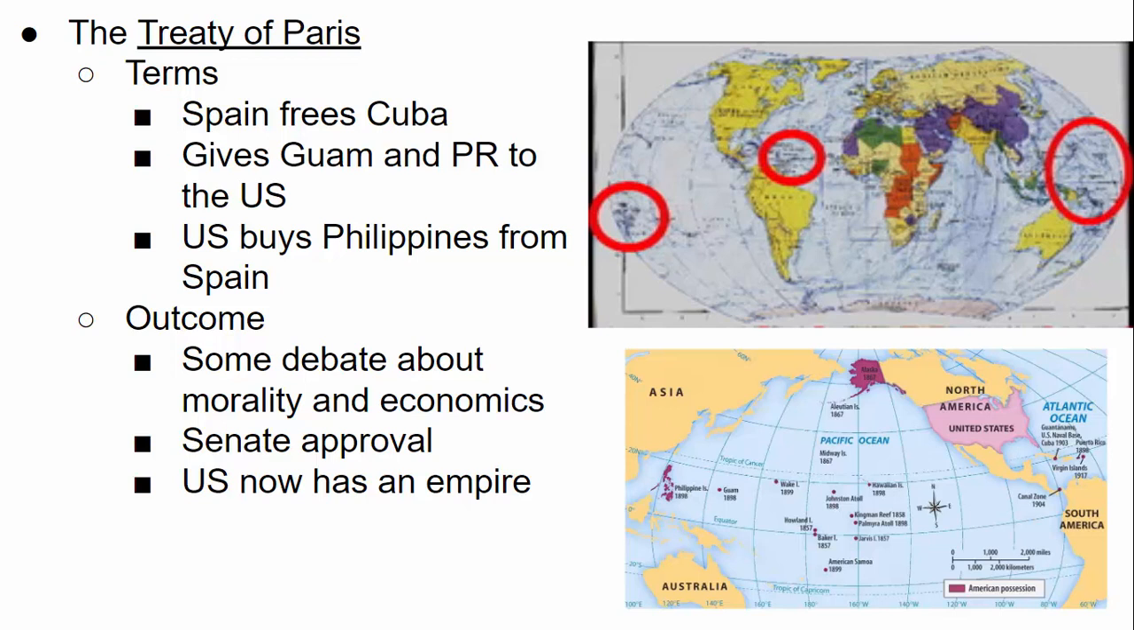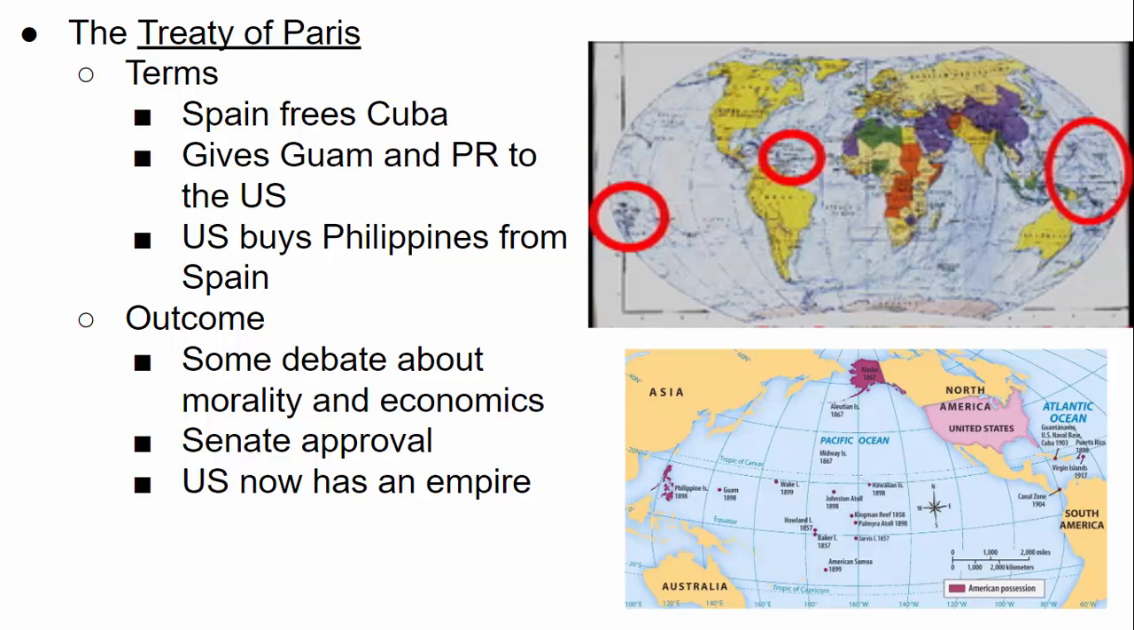The outcome of this treaty back in the United States is that there's some debate about the morality of this treaty. Okay, is it right to use warfare to take over another country? Is it right to take over a country that had been in the midst of its own rebellion against an imperial power? Some people brought up, hey, aren't we just going to replace Spain as the imperial power over these people? Like, what did they actually fight for? Because they're not getting their independence.